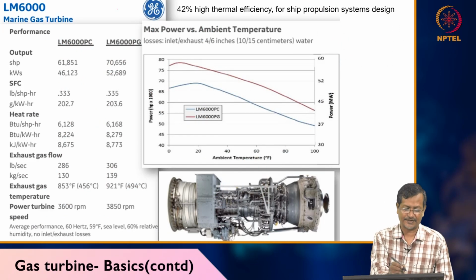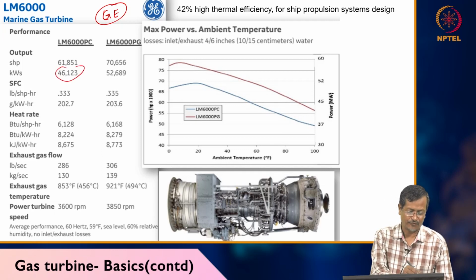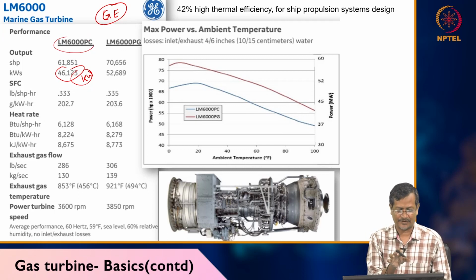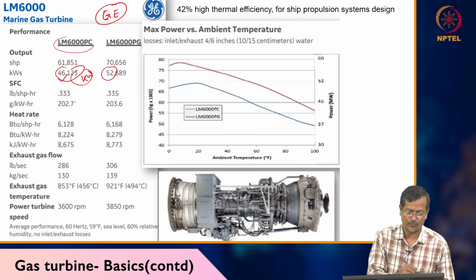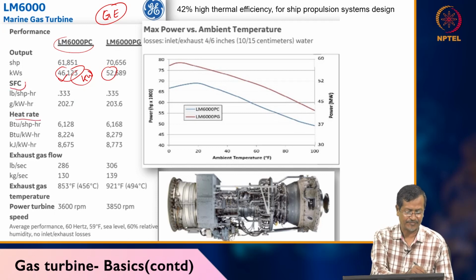Now I am giving one example here. This is a General Electric gas turbine engine, which is used for marine application. So this power output is 46 megawatt. This is kilowatt. So for 46.123 megawatt. Okay, so many different types of engines are there. Here they have given two types of gas turbine system, 46 megawatt power, 52 megawatt power, and you can see how much heat transfer rate is happening, specific fuel consumption.